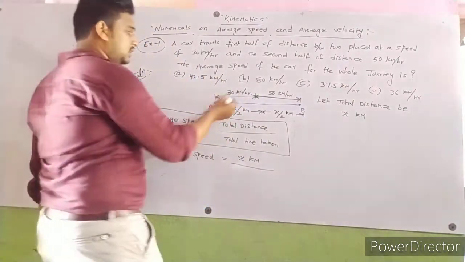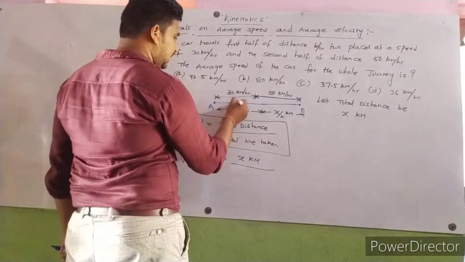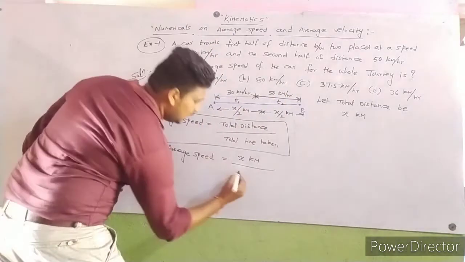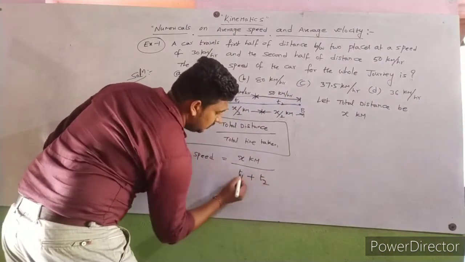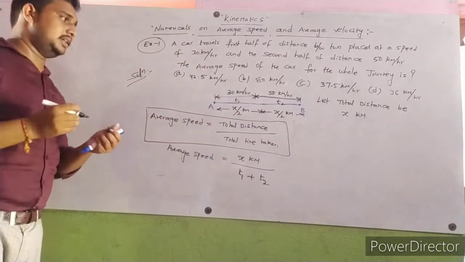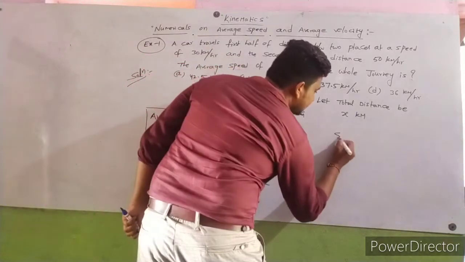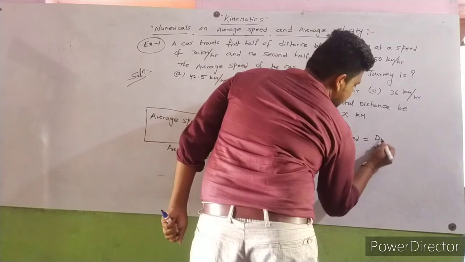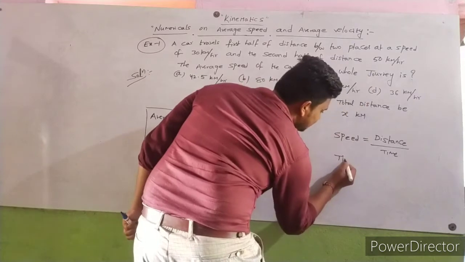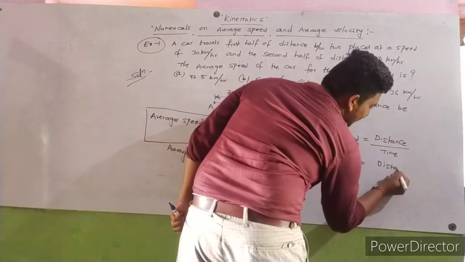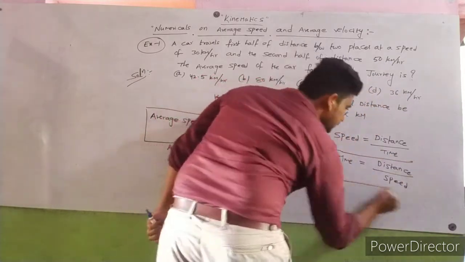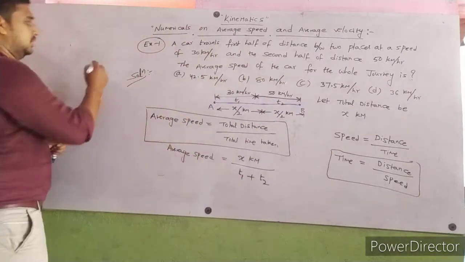Let us consider for the first half journey, time is t1. For the second half journey, time is t2. So the total time is t1 plus t2. Here, speed is equal to distance by time, so from this, time is equal to distance by speed. Observe this problem clearly. This I consider as method 1.